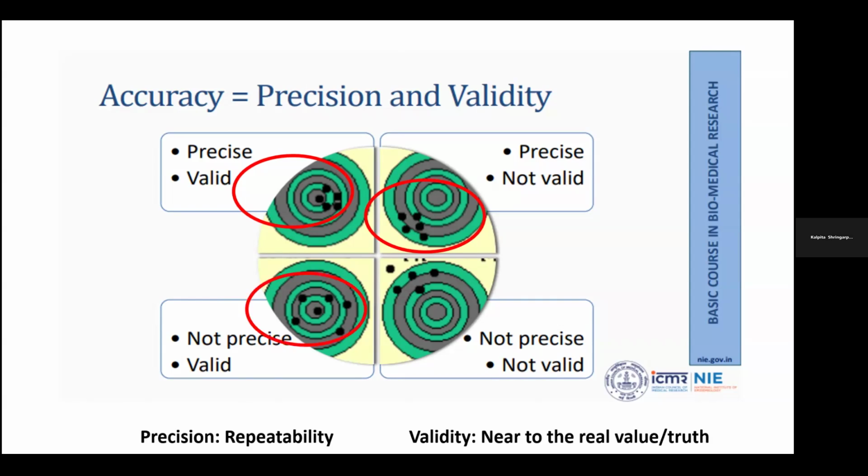In the next circle, it is valid. It is very much near the central value or the true value, but it is not repeatable. They are going in all directions. So these findings can be called valid, but they are not precise or repeatable. And the last one shows neither precision nor validity.